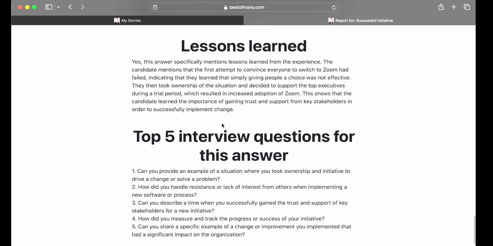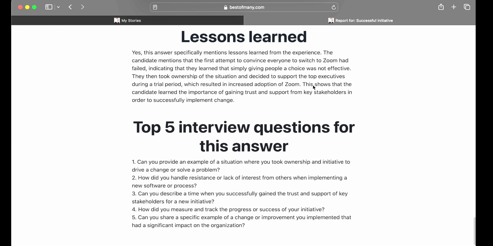Lessons learned. The lessons learned are something that could help make your answer more convincing and maybe a bit longer. This answer does contain a few learnings, but maybe it's not emphasizing a lot of them. But anyway, this shows that the candidate learned the importance of gaining trust and support from key stakeholders to successfully implement a change, right? And change isn't easy, so the lesson would make sense as a lesson learned.